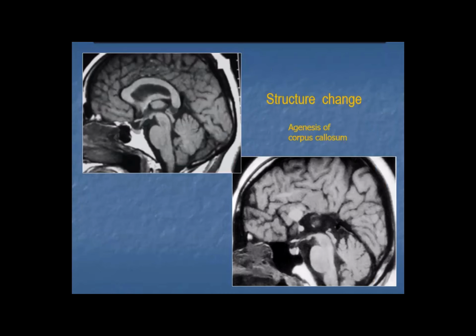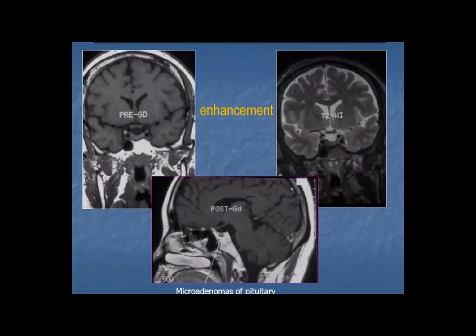It's a normal corpus callosum, and this is the image of agenesis of the corpus callosum. We did not find the normal corpus callosum. On the unenhanced image, we did not find abnormality on T1 weighted image and T2 weighted image. However, after injection of the contrast agent, we can find a lesion in the pituitary. This is a microadenoma of the pituitary.